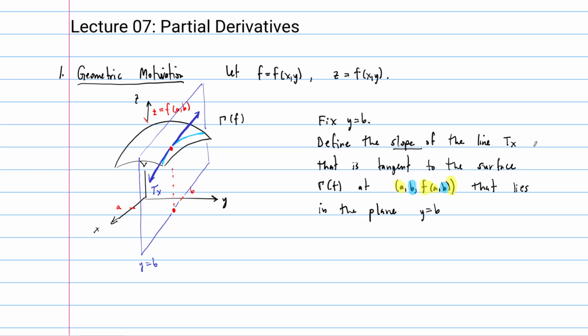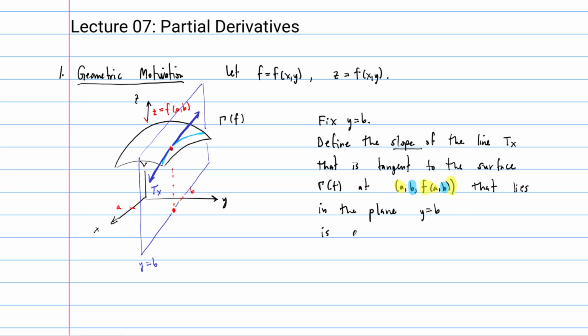So the slope of this tangent line, that's a derivative, right? The slope of a tangent line is an instantaneous rate of change, and therefore it's a derivative. You can already probably imagine we're going to do the same thing in the other direction, right? Because there's more than one, we're going to call this the partial derivative with respect to x. So this slope is what we're defining.